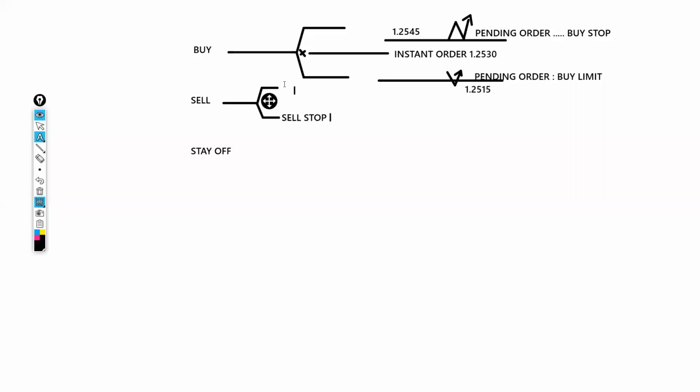In this case, you equally can sell at a price higher, and these are sell limits. Now, if you are selling at the current market price, we call it instant. So let's put that one as X.